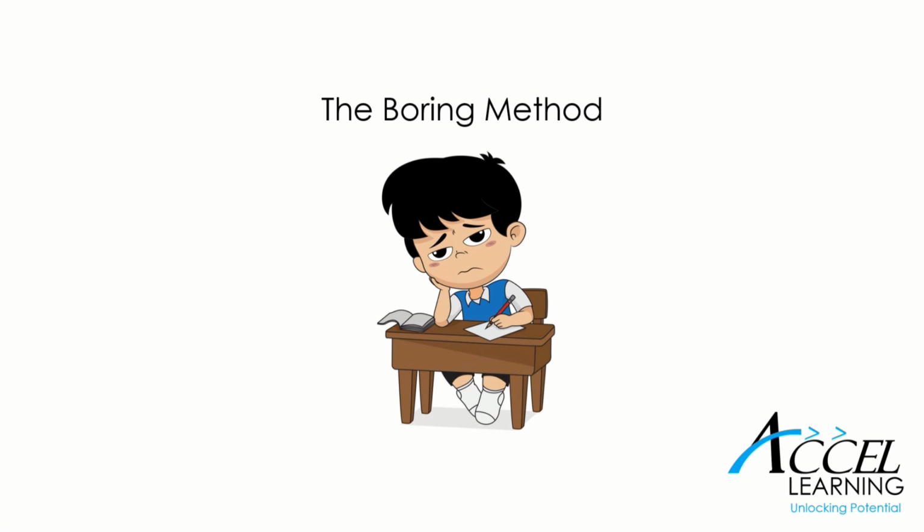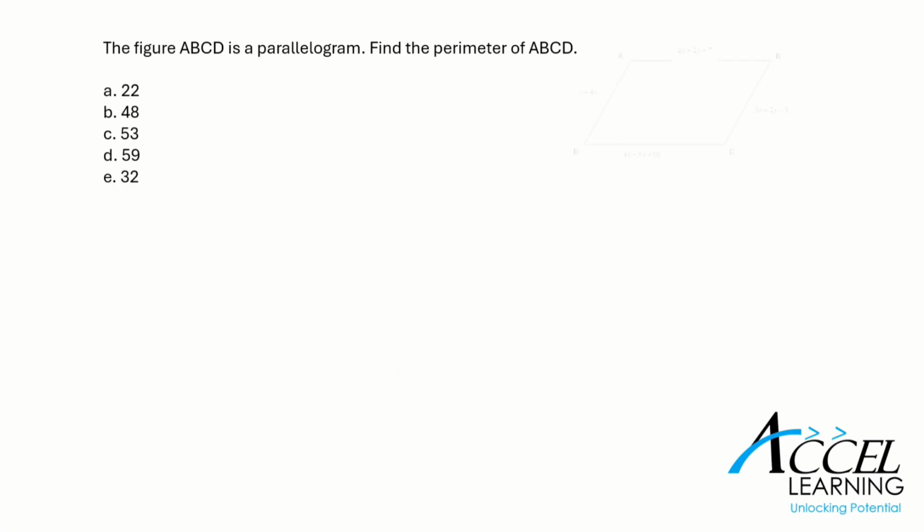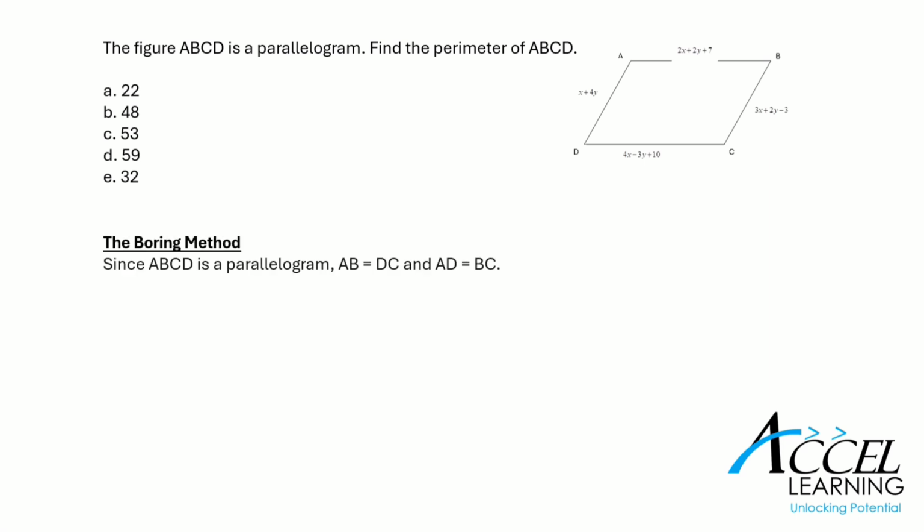Let's see how most people solve this kind of problem, the boring method. Here's the same question. Pause the video now to see if you want to solve it first before we do. So, the standard method. Since ABCD is a parallelogram, AB equals DC and AD equals BC.